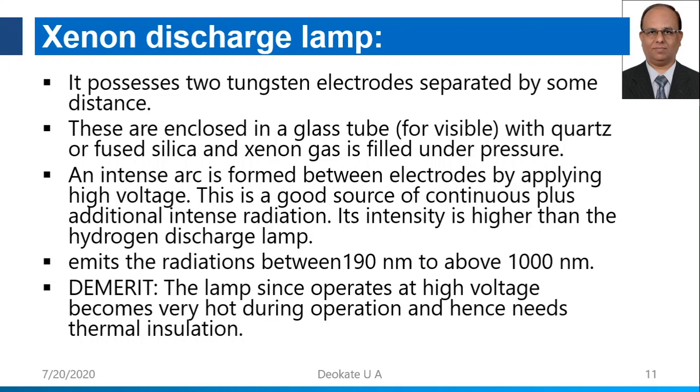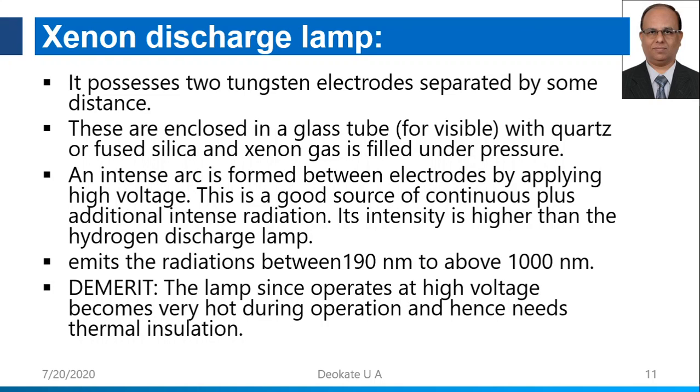Arc means a spark formed between the electrodes by applying high voltages. So when we apply high voltages, a spark will be produced, giving you radiations within this range. This is a good source of continuous plus additional intense radiation. Its intensity is higher than the hydrogen discharge lamp.